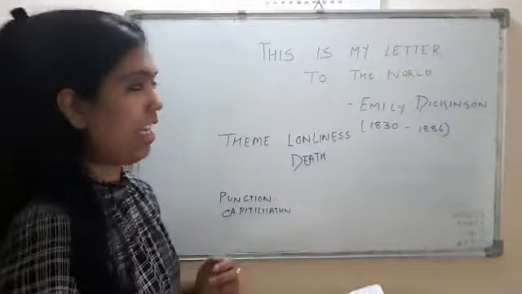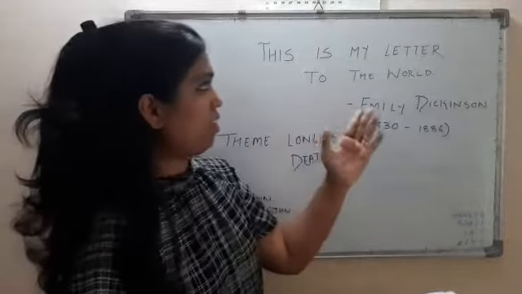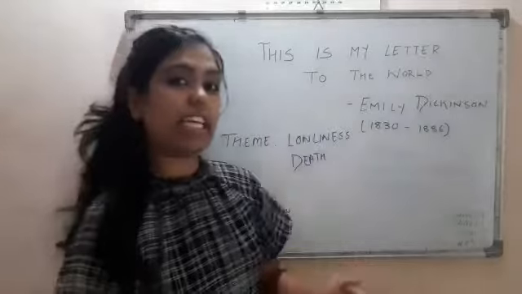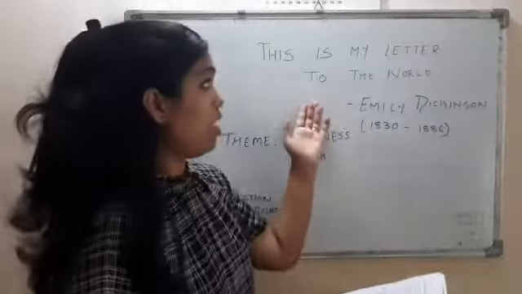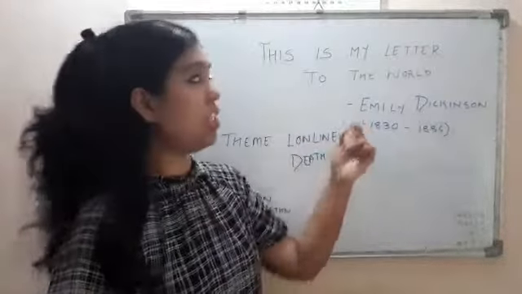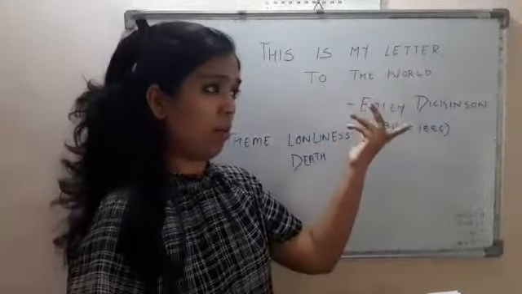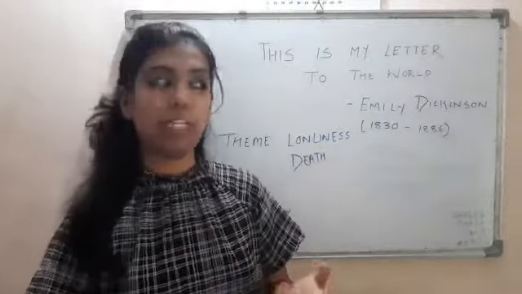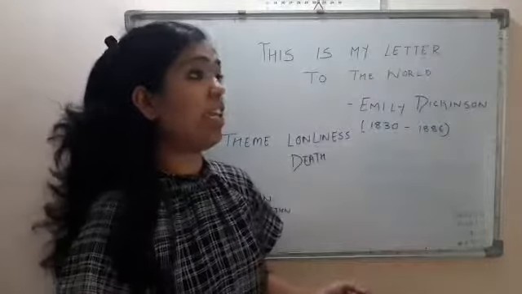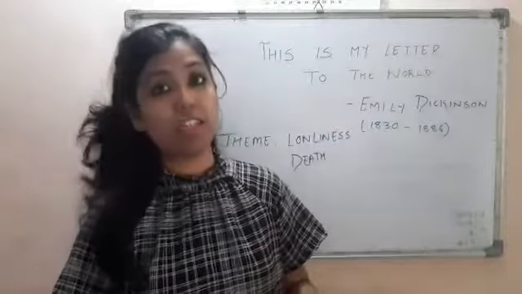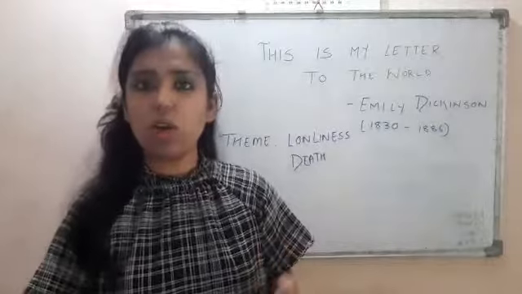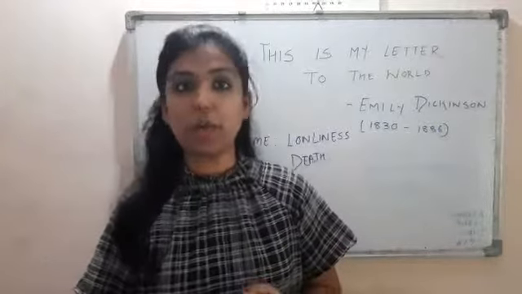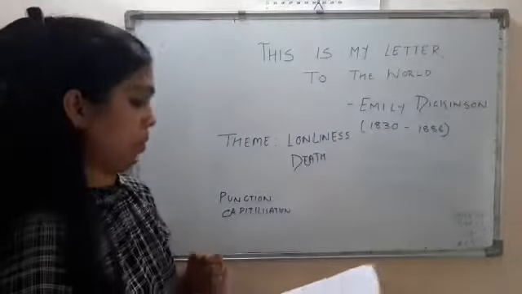Now coming back to the title, This Is My Letter to the World. The word letter indicates poem, and here she is writing poetry to the world. The word world can have different connotations. It can mean the entire universe, it can mean her friends, it can mean her readers. Now what is Emily Dickinson trying to tell her readers through her poem?